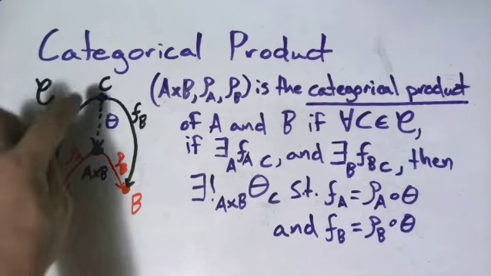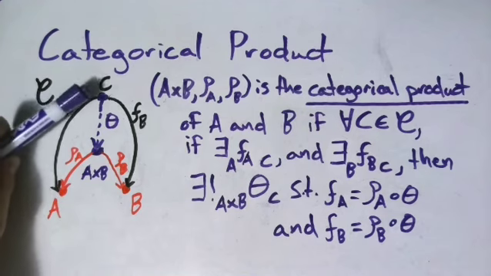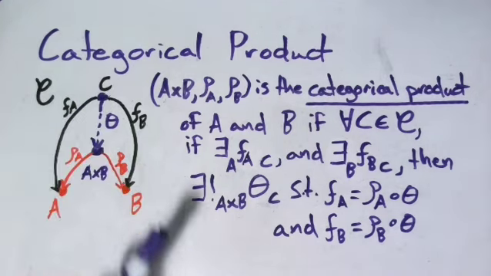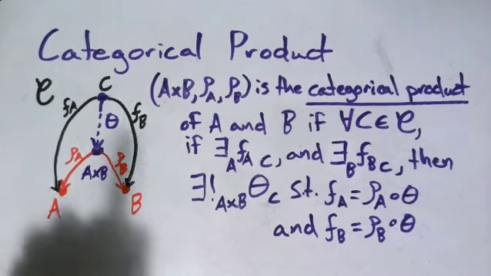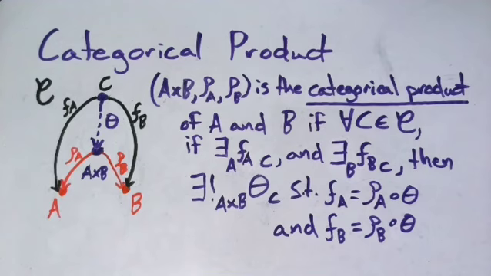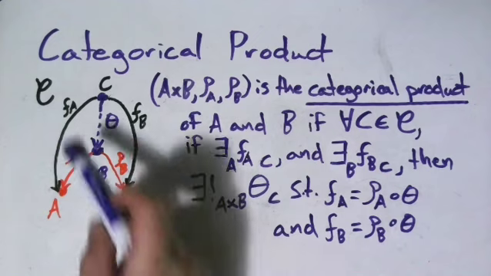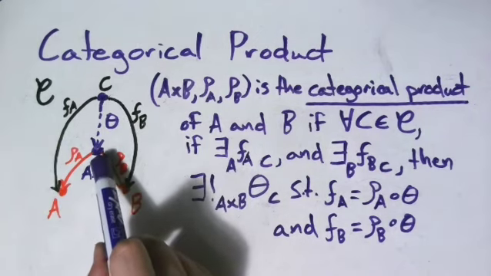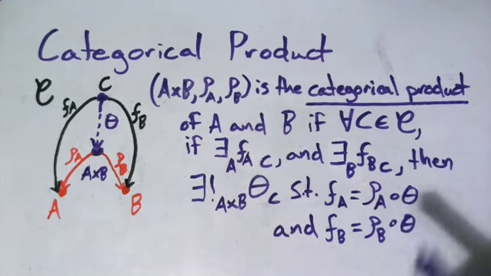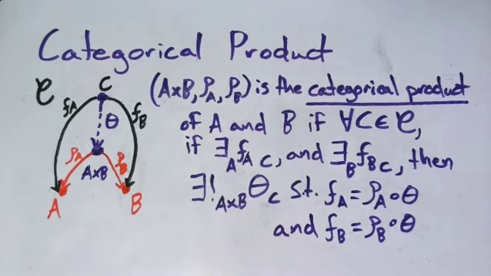So that triple together is called the categorical product of A and B in the category C, if for any object C in the category C, when we have a morphism going from C to A and from C to B, which we might call F of A and F of B respectively, then there exists a unique morphism, theta, going from C into A cross B, such that both of these halves of this diagram commute. That is, F of A is equal to rho A after theta, and F of B is equal to rho B after theta.